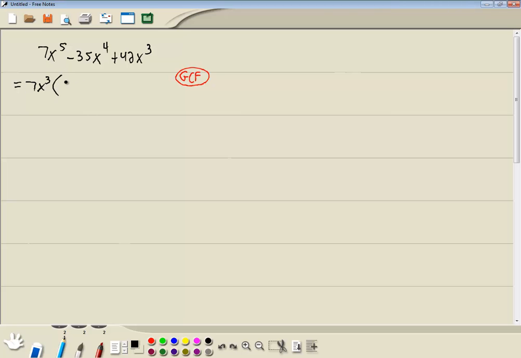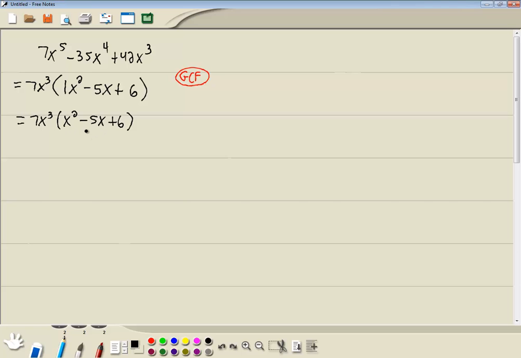Okay, so 7 divided by 7 is 1. We had 5 x's, we took 3 of them away, so that leaves us 2 x's. Minus 35 divided by 7 is 5. We had 4 x's, we took 3 of them away, so it leaves us a single x. Plus 42 divided by 7 is 6, and we had 3 x's, we took all those away, so there's no x's left. So we have 7x to the third times x squared minus 5x plus 6.